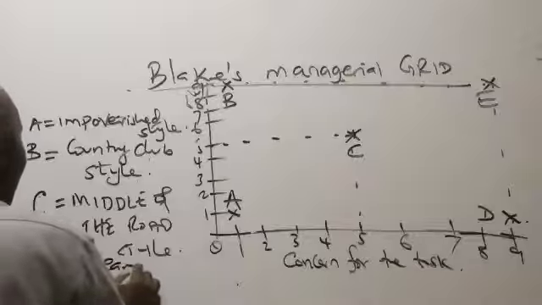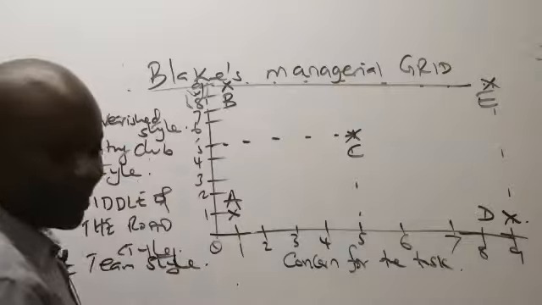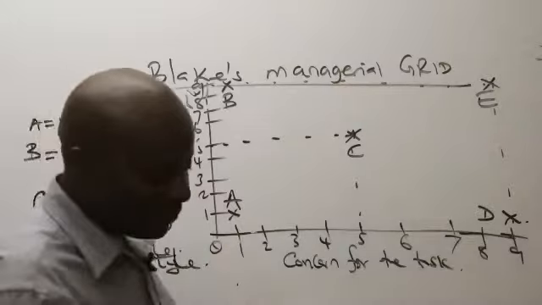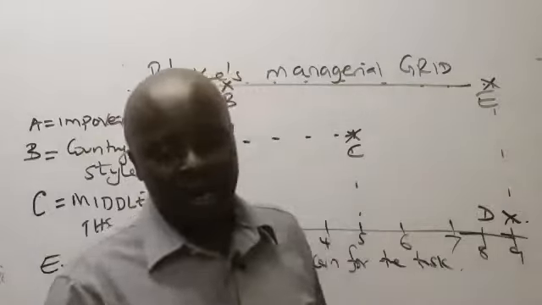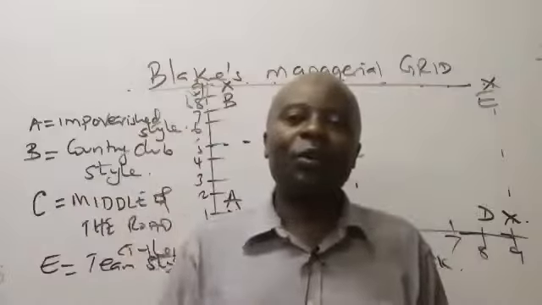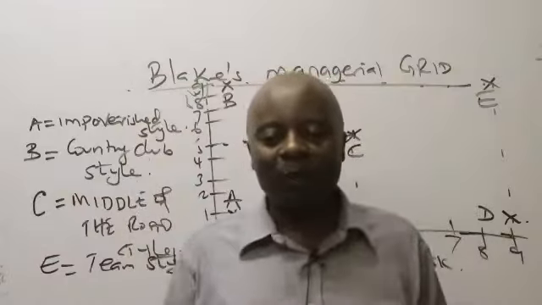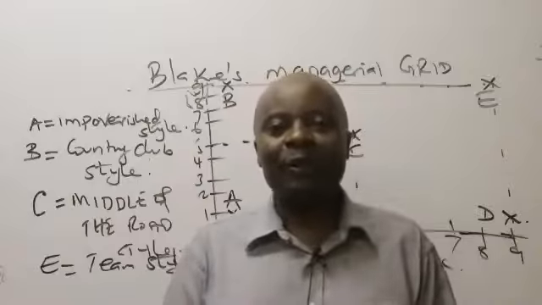This is the team style or team management style. That way, of course, team management style is the optimal because your tasks will be done, and then at the end of the day, you're also having a concern for what here? Your team, concern for your people.